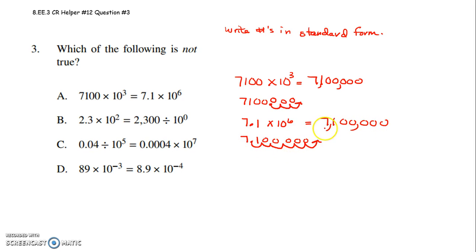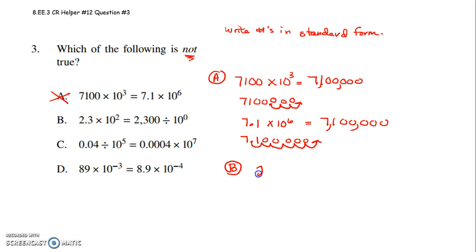So that's 7,100,000. That's 7,100,000. All right. Those actually are the same value. When I write them both in standard form, I get 7,100,000. So that was for letter A. Now I'm going to check letter B.